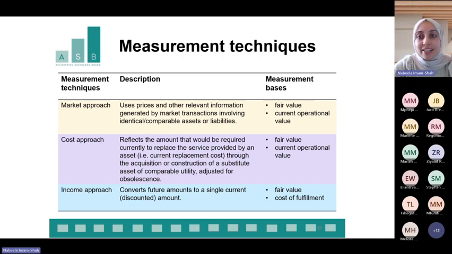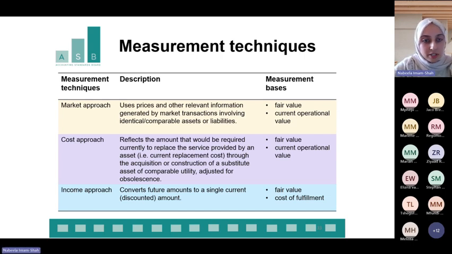IPSAS 46 requires that entities use measurement techniques that are appropriate in the circumstances and for which sufficient data is available. So let's unpack each of these measurement techniques. The first one is the market approach. This uses prices and other relevant information generated by market transactions involving identical or comparable assets or liabilities. The measurement bases that can use the market approach are fair value and current operational value.